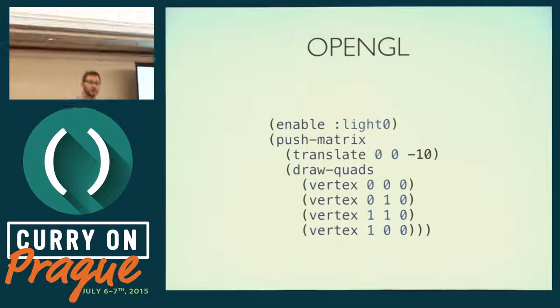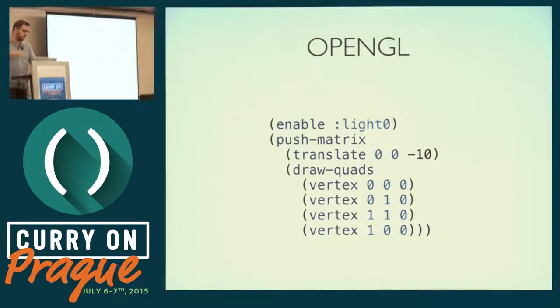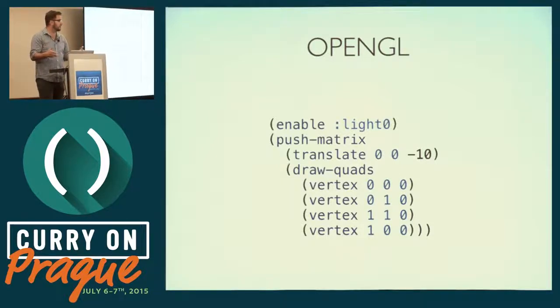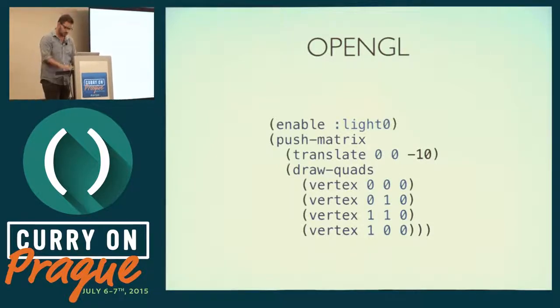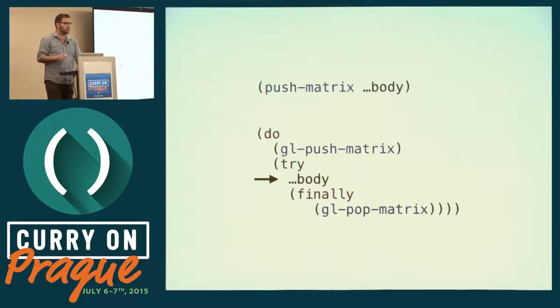And so equivalent code in Clojure looks like this, which does exactly the same thing. But notice that both in the case of the push matrix and the draw call, we don't need to close this off. That is implicitly described by the scope, right? Because we've defined some macros. And so the push matrix macro is pretty simple. We just want to take whatever the body is, whatever these series of calls are, and push them inside this initial call and the closing call.